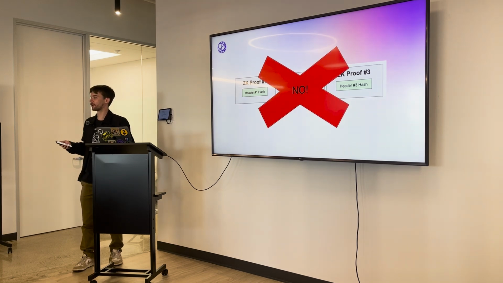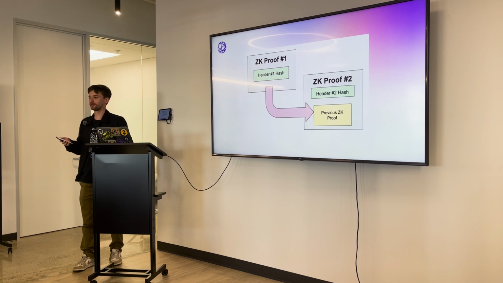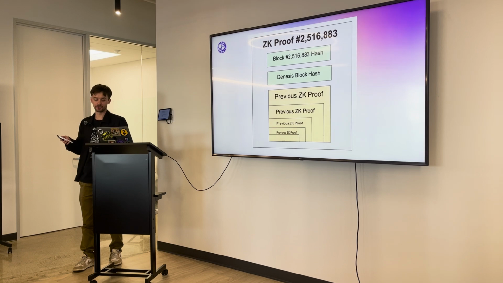No, we can actually do something a lot cooler than that. So when you create a proof of one header, you can feed that proof into the input to the proof for the next header. And what you end up with is a single 300 byte proof, not just for one block, but for the entire chain.